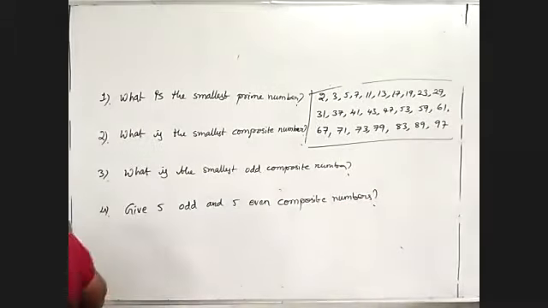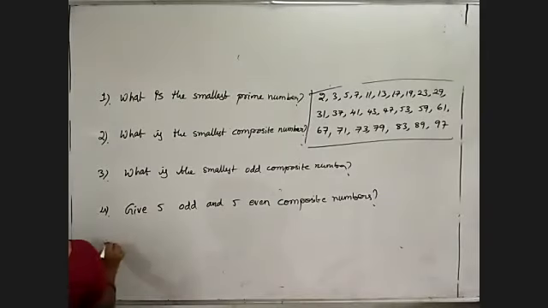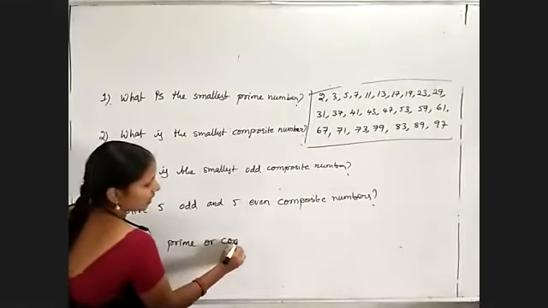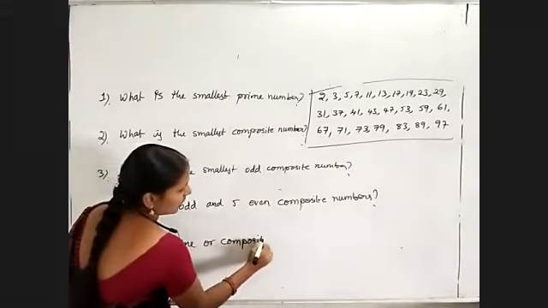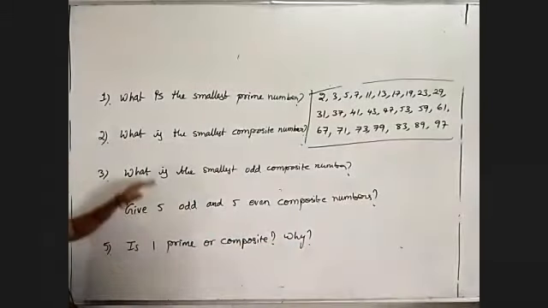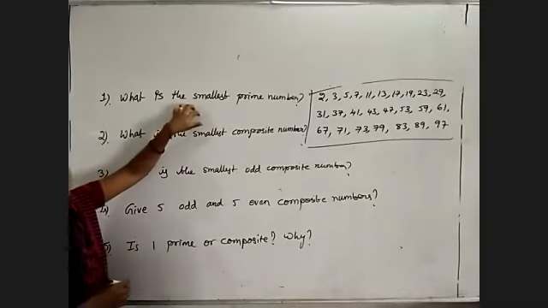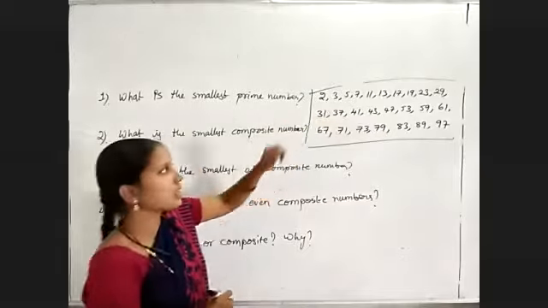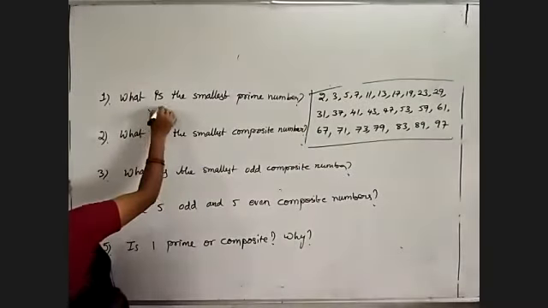And is one prime or composite, and why? Is one prime or composite? Why? Okay, now observe my first question. What is the smallest prime number? Observe, what is the smallest prime number among the given numbers? 2 is the smallest prime number.